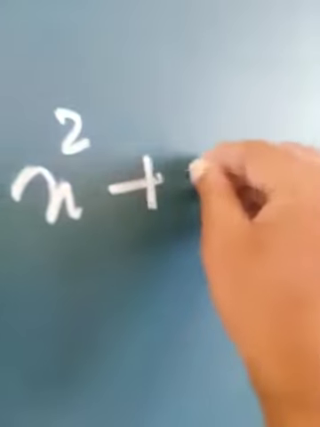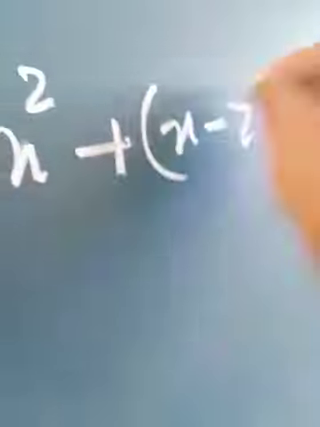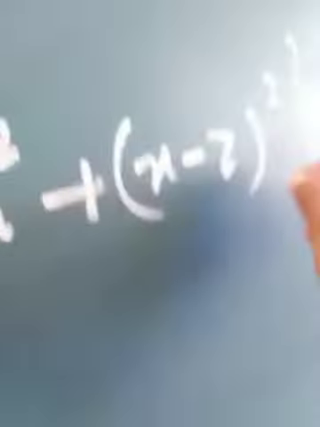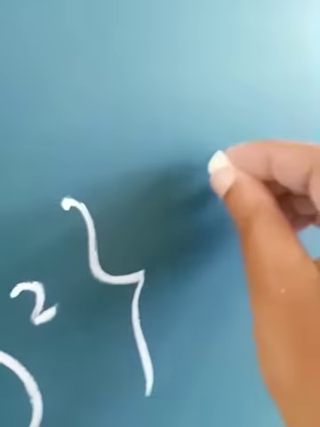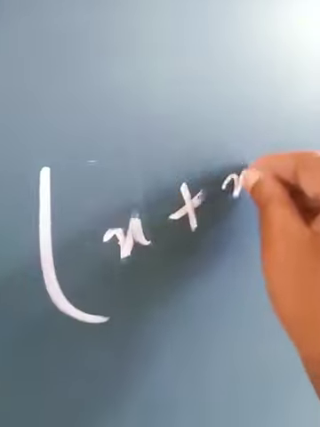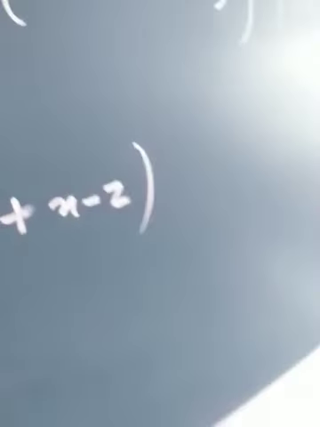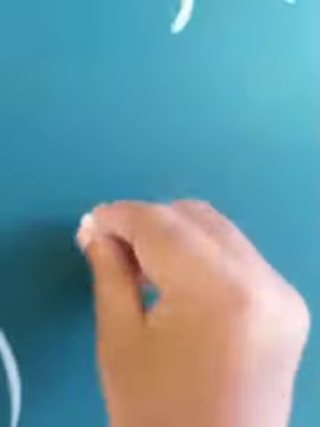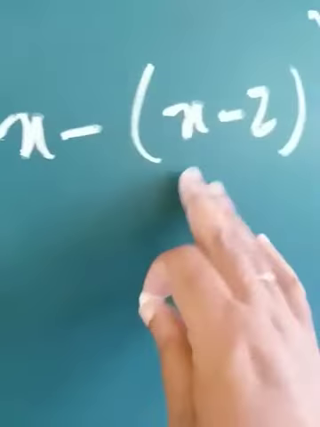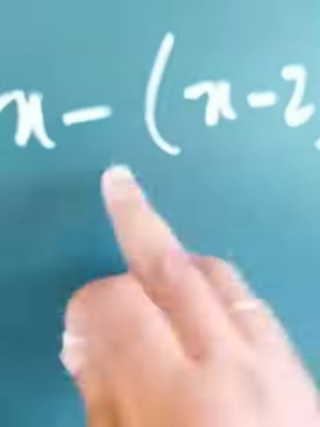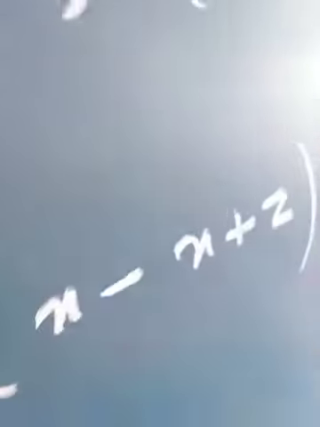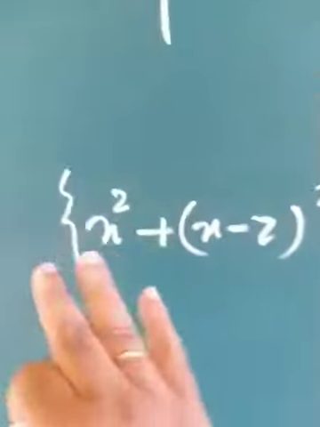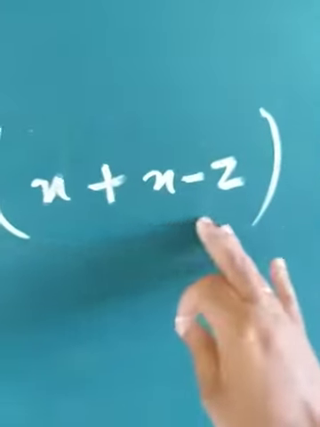So it will look like x square plus (x minus z) whole square. This is the first part, there will be no change. Now just open the bracket. It will look like x plus x minus z. And what is the next part? x minus, so see, outside the bracket there is a minus sign, so this sign will change. So x plus z.